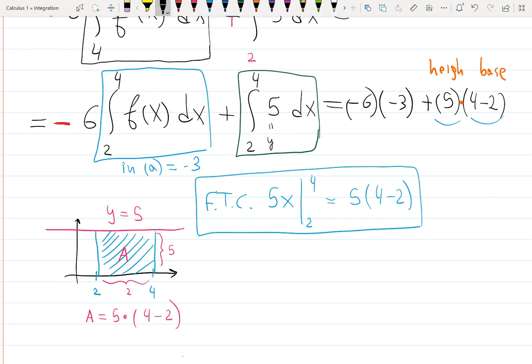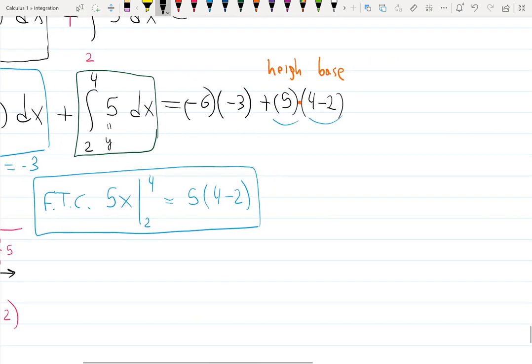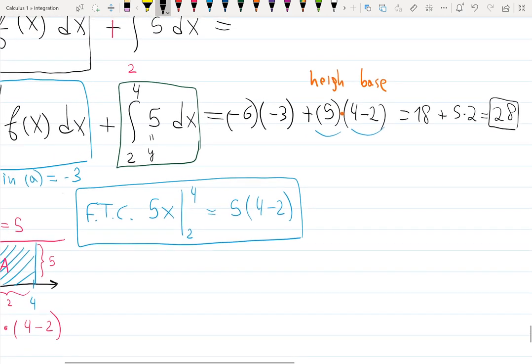I'm not done. I just need to find the final answer. And the final answer will be, so it's going to be 18 plus 5 times 2, right? 5 times 2, that's 10, so 28. The final answer is 28.